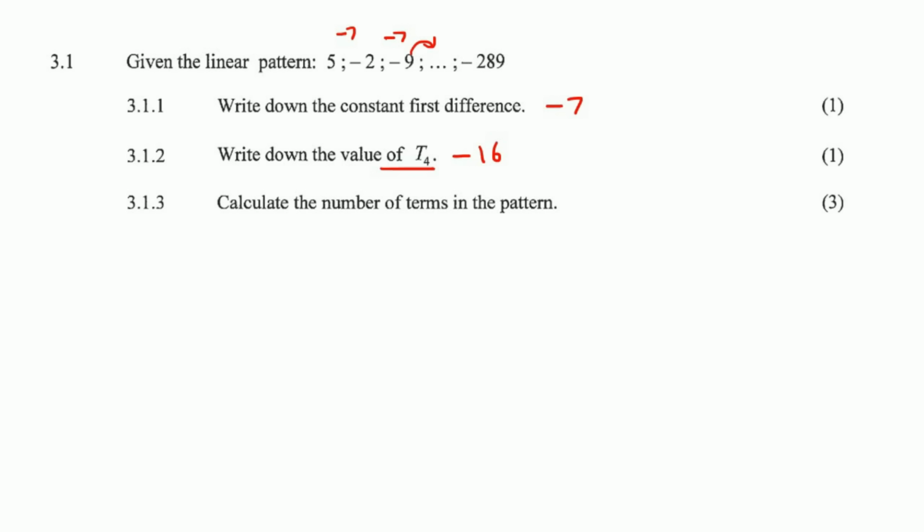Okay, then it says calculate the number of terms in the pattern. So we know that a linear pattern is Tn equals an plus b. Your teacher might use a c over here or might use a totally different letter. Okay, if you are a grade 12 learner, you can even use your arithmetic formula like that. It doesn't really matter. Some schools use this one in grade 11. Alright, so we know that the last term is minus 289. So we can say minus 289 over there.